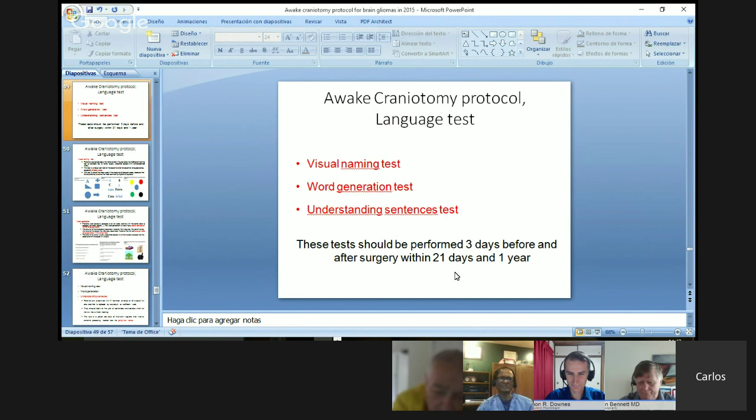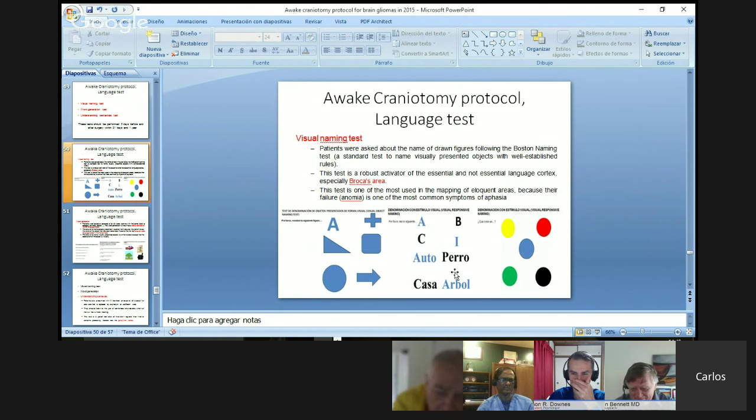These tests should be performed 3 days before and after surgery, within 21 days, and 1 year after the surgery. We will use the visual naming test, especially this test is a robust activator for the essential and non-essential language cortex, especially Broca's area. So we will stimulate Broca's area with this kind of stimulus in the patient.